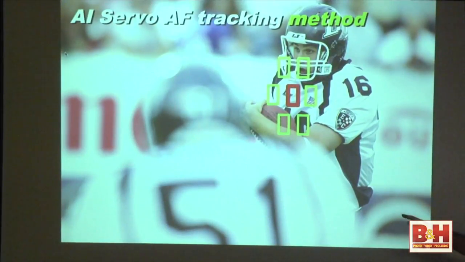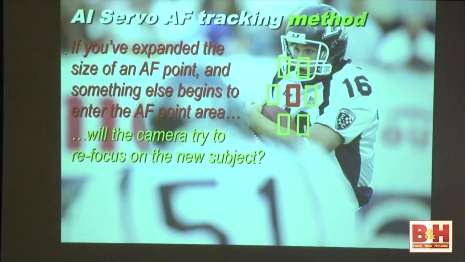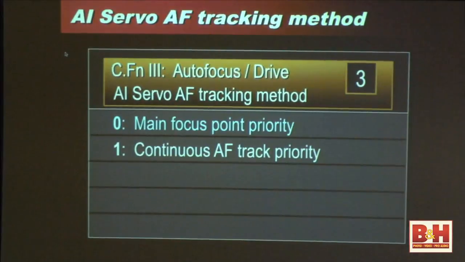But this guy number 51 is starting to come into the picture real quick. If he goes into the picture a little bit more and the outer points start to pick him up, what's the camera going to do? Is the camera going to say, I'm not paying attention to him, I'm on number 16? Or is the camera going to say, well, we got something closer to the camera, let's jump to that? What's it going to do in terms of a new subject?